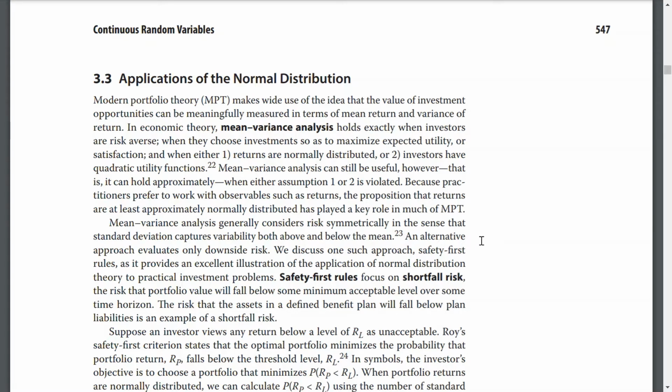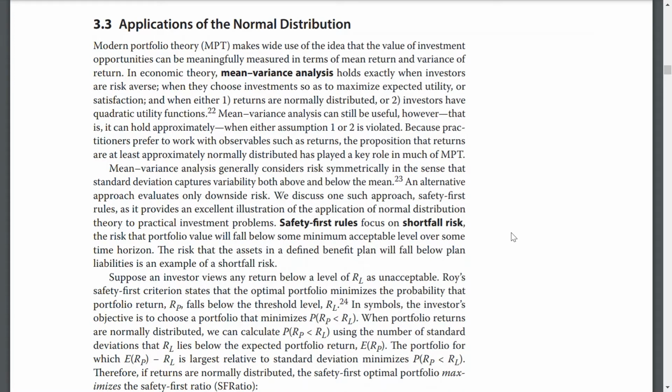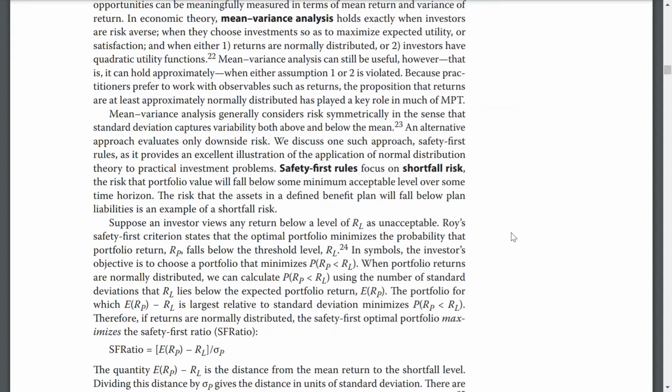Mean variance analysis generally considers risk symmetry in the sense that standard deviation captures variability both above and below the mean. An alternative approach evaluates only downside risk. We discuss one such approach, safety first rules, as it provides excellent illustrations of the application of normal distribution theory in practical investment problems. Safety first rules focus on shortfall risk, the risk that portfolio values will fall below some minimum acceptable level over the time horizon.